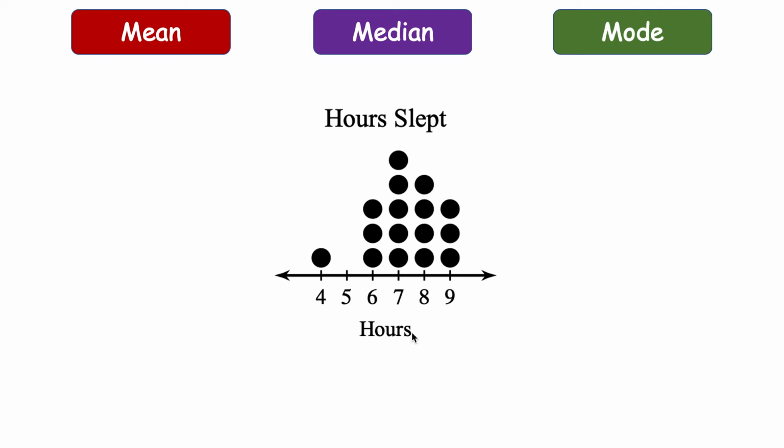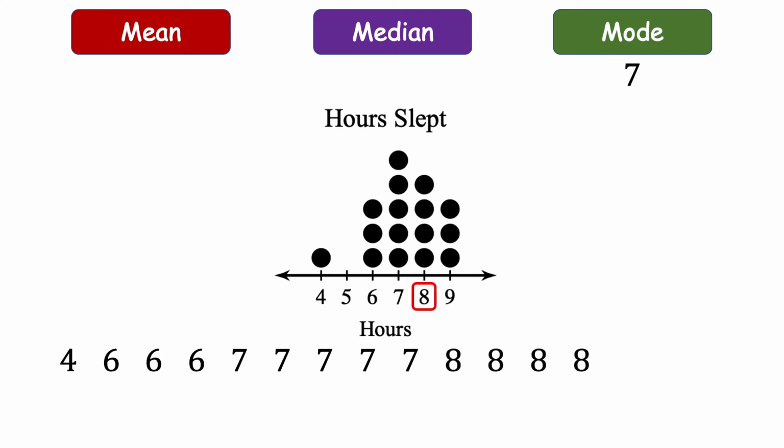Now, you can actually interpret a dot plot for a mode pretty easily. It's actually nice and neat because the one that happens the most will have the most dots. So right away we know the mode is 7. We don't even got to put a list. Now the other two we might need a list for. So I'm going to write out my list. So I got a 4. I got, looks like, 3 6s. I got 5 7s. I got 4 8s. And 3 9s. Okay. And there's your list.